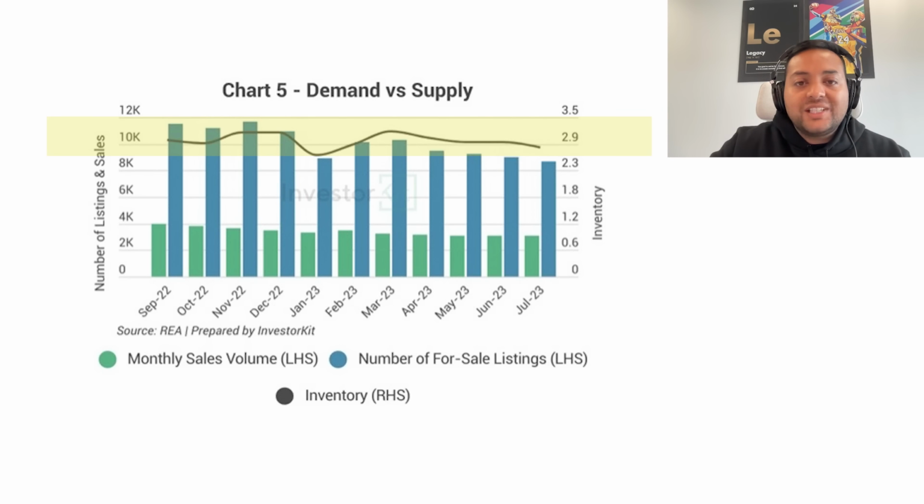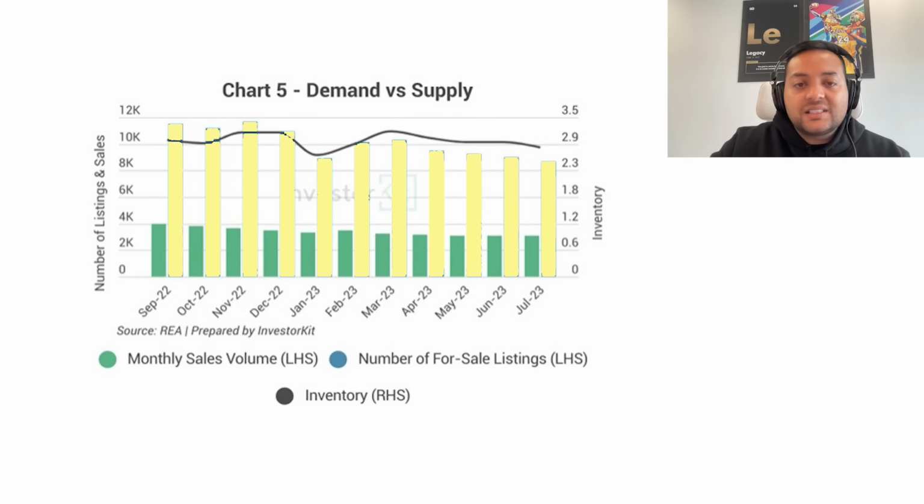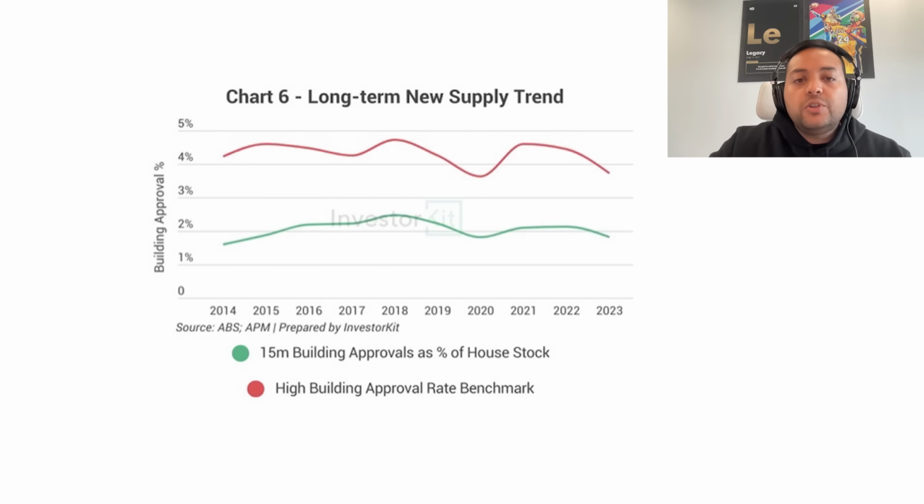So we're obviously seeing some things start to shift here, and we're seeing these recoveries occur because there's that imbalance between supply and demand, supply being lower and demand being higher. So sales volumes here are starting to lift. It's a subtle change, but we're starting to see that lift, and the new listings are still on the lower side. Long-term new supply trends.